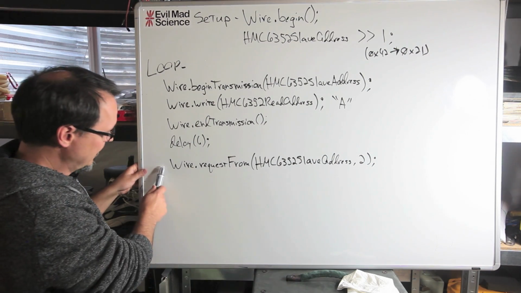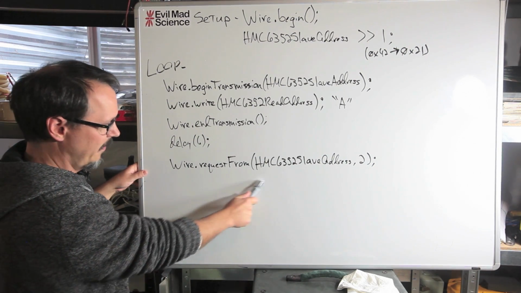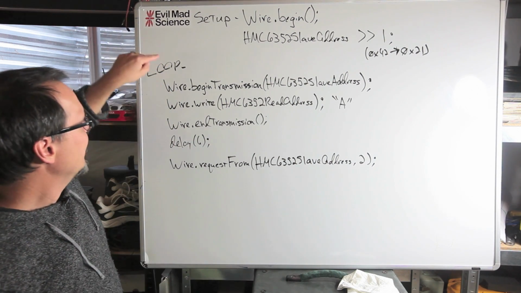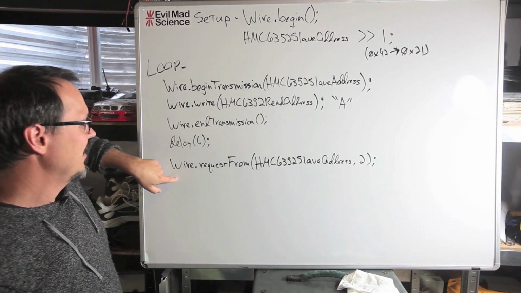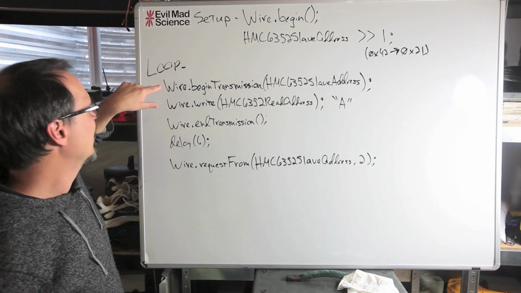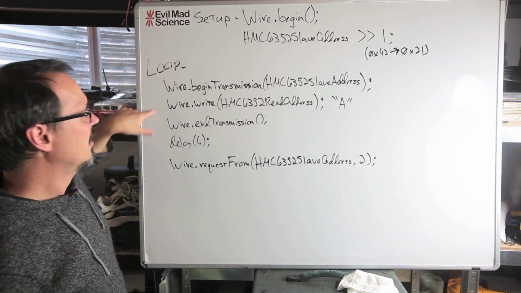And then there's Wire.requestFrom the slave address, 2 bytes. And then it just loops, right? So once you get that data, he reads it, sends it out to the serial port so you can read it, and then it just comes back up here.